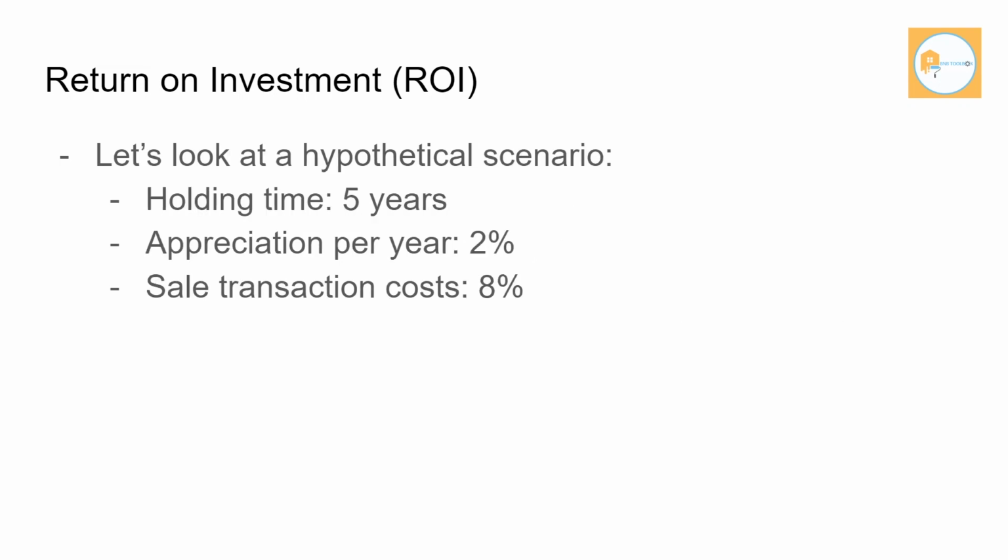So let's look at a hypothetical scenario on how we can calculate the ROI. Let's assume the holding time is 5 years and the appreciation per year is 2%. So the property value of your Airbnb is going up 2% per year for those 5 years. And then the sale transaction costs is going to cost 8% of the value of the home. Again, these are assumptions that we have to make. It's not guaranteed that the appreciation will be 2% per year, and then transaction costs can also vary.